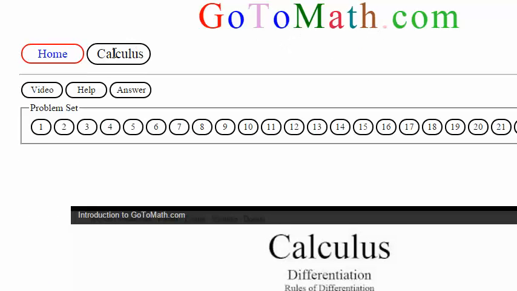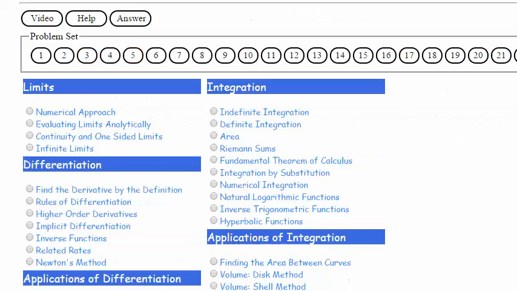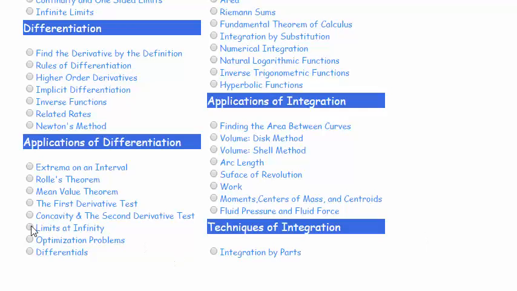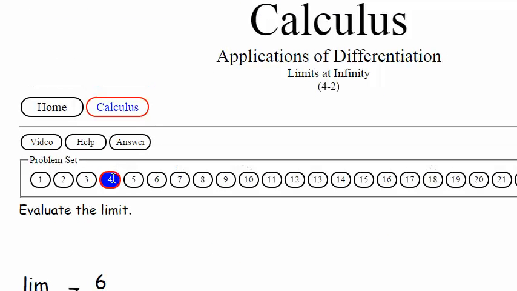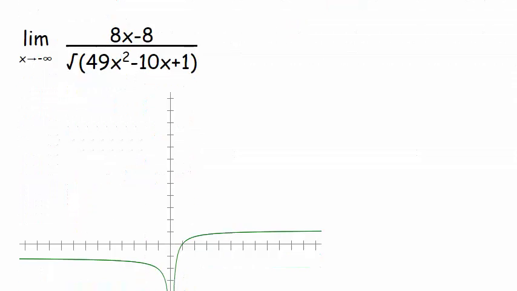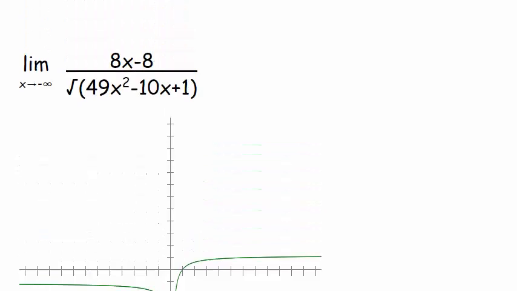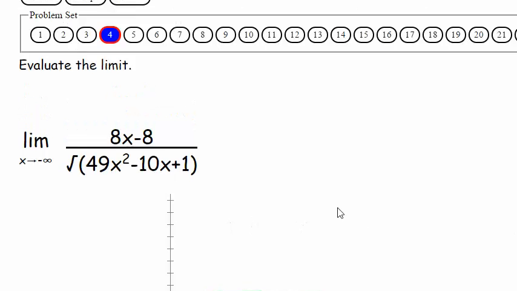We're at gotomath.com, click on calculus. Let's go down to limits at infinity, and 4-1 is what we want to look at. Whoa, there's a graph with a spike. Anyway, it says evaluate the limit. Let's get this written down here.